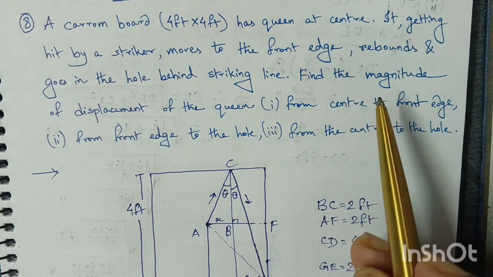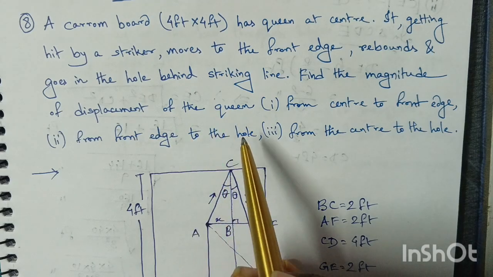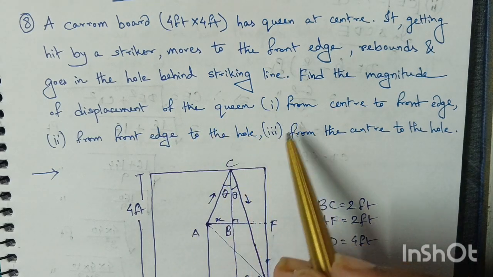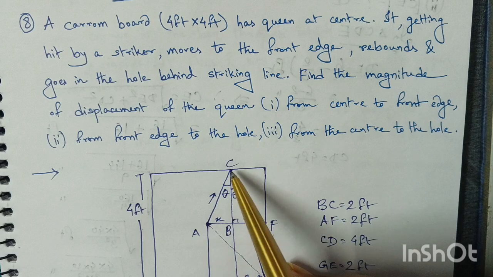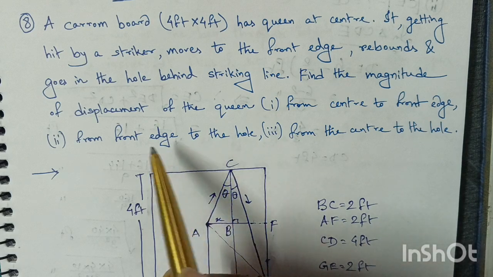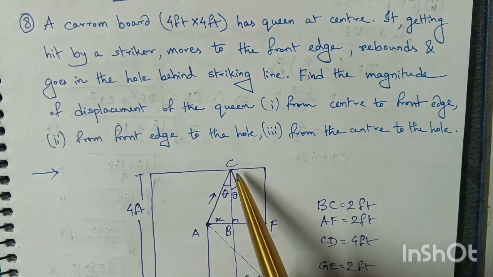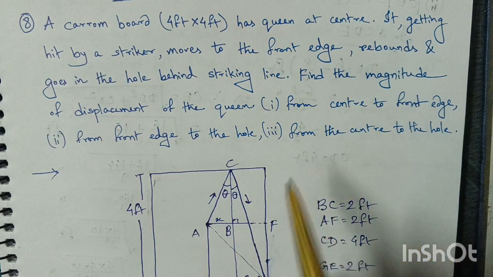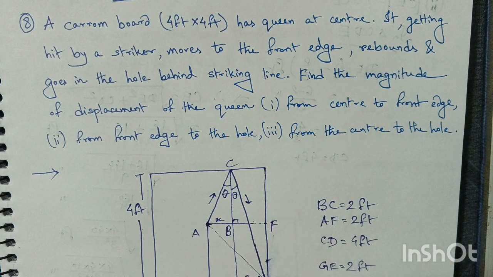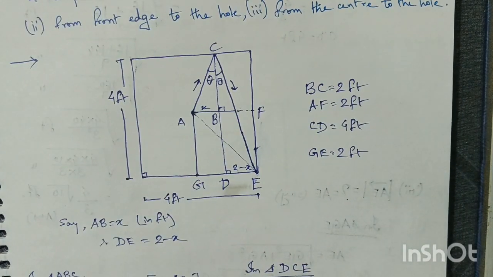Now we have to find out the magnitude of displacement of the queen, firstly from the center to the front edge, that is AC, then from the front edge to the hole, that is CE, and at last from the center to the hole, that is from A to E, that is, the magnitude means the value of AE. Now let's start solving it.